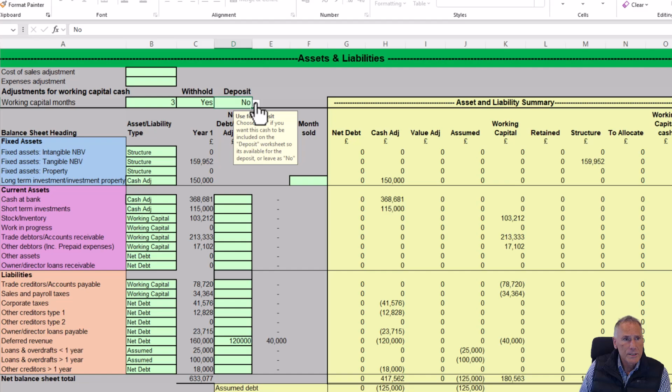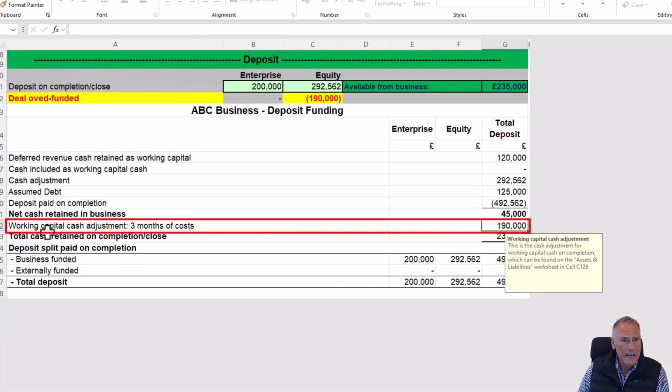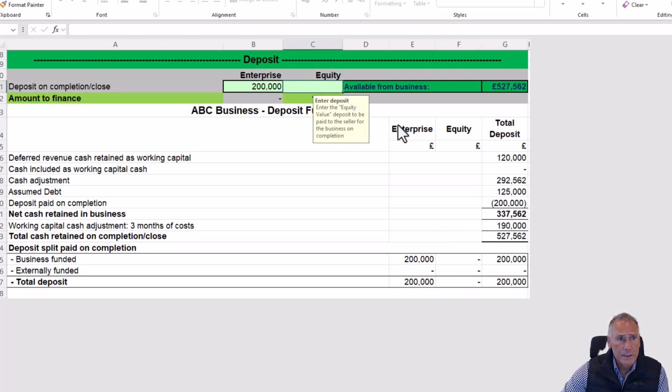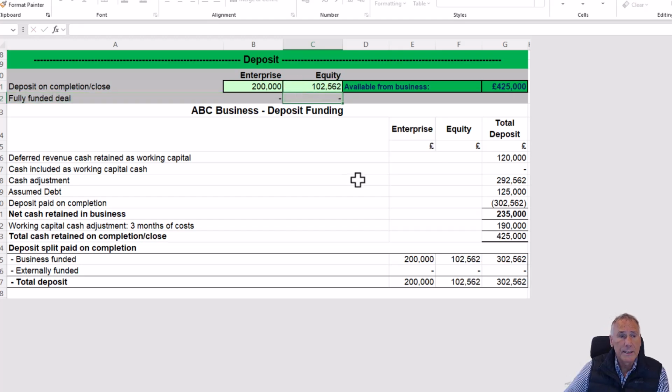But if I change that to yes, it will pull that amount in here, working capital cash, so it gives you an extra availability of cash that we've withheld within the business effectively on completion. So it does mean that we could, if we wanted to, use that as part of the deposit. But what we need to do is adjust that down to the 102,562, which is the equity increase, because of course that's reduced now because we've reduced the overall equity adjustment by £190,000.